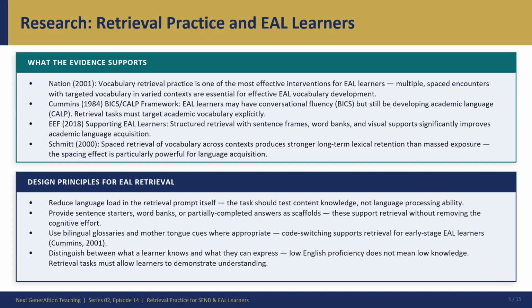Jim Cummins' BICS and CALP framework is essential background here. BICS, standing for Basic Interpersonal Communicative Skills, is conversational fluency. CALP, Cognitive Academic Language Proficiency, is the academic language of the classroom. An EAL learner can have confident BICS and still be significantly underdeveloped in CALP. Many retrieval tasks test CALP by accident. They require academic language to express knowledge that the student actually has. This is a design problem and not a learner problem.